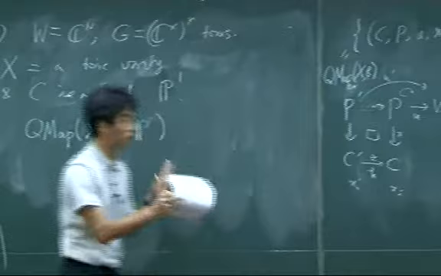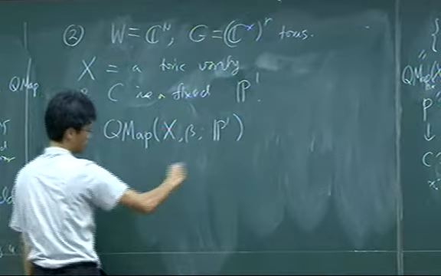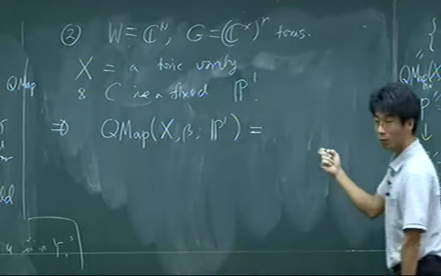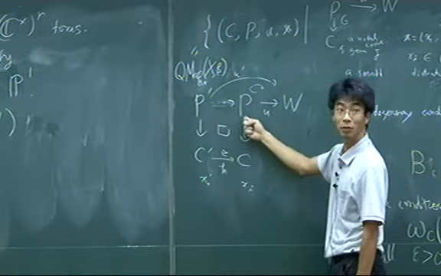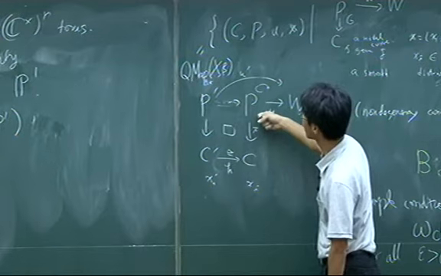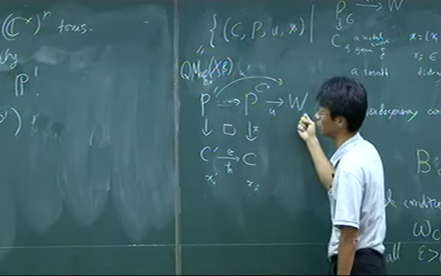That is actually nothing but another toric variety here. It's very easy to construct. So just imagine this is C^N, and we have a map from P to C^N. So P is a sum of R many line bundles, a direct sum of line bundles, and then you have a map from here to W.